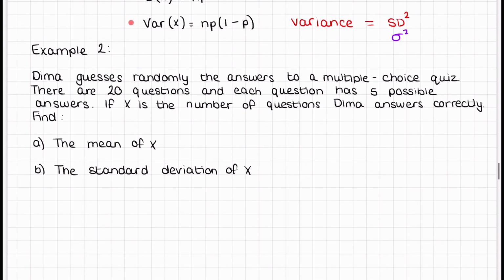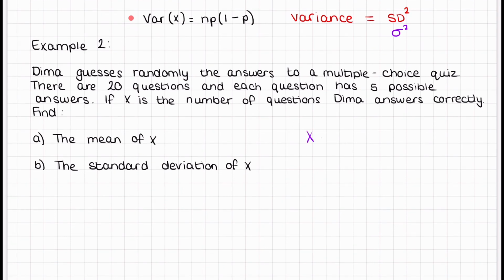So what we need to do in this instance is work out what our number of trials is and our probability of success. Now there's 20 questions in total, which means that's our number of trials. That's how many questions she's going to be guessing. And each one has 5 possible answers, so the probability of it being correct is 1 out of 5, or 0.2. Now you can put 1 over 5, or you can put 0.2 in your calculator. You can do either, doesn't matter.